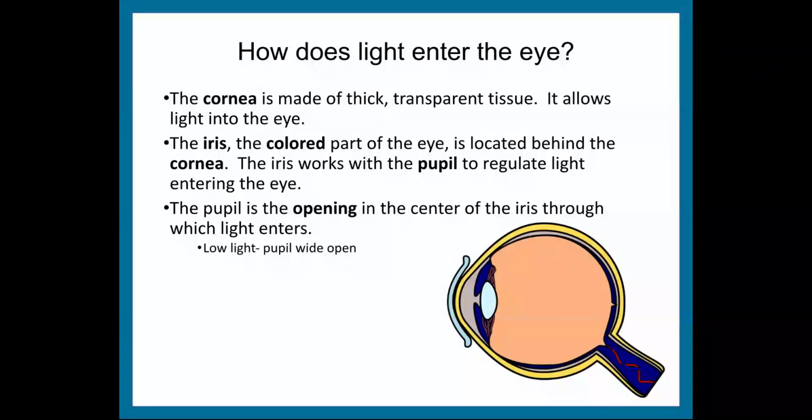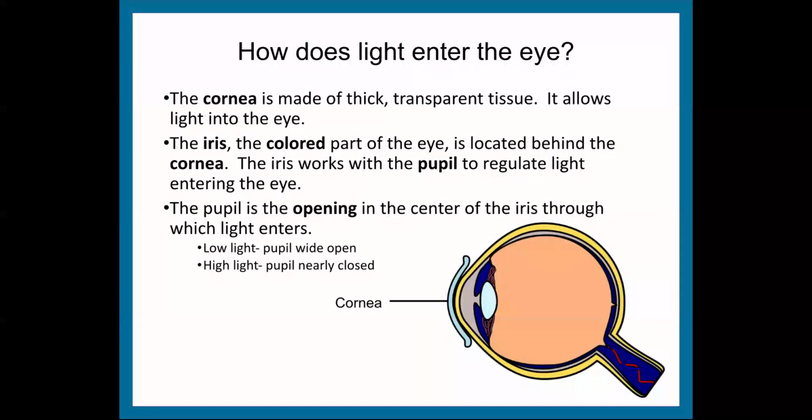In low light, the pupil is wide open, but in high light, or lots of amount of light, the pupil is nearly closed. And it does that so that not too much light enters the eye.